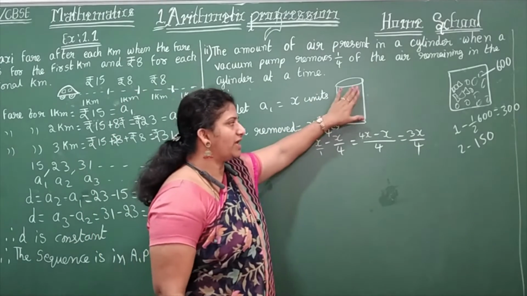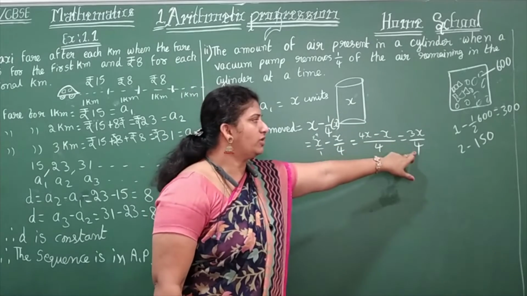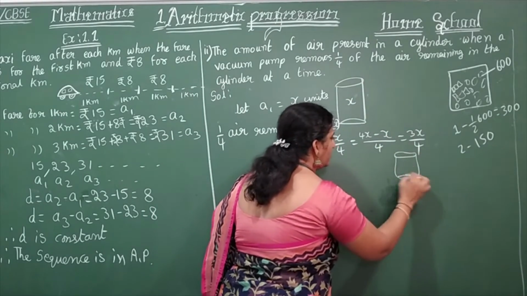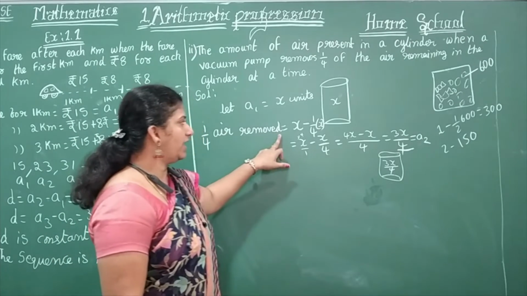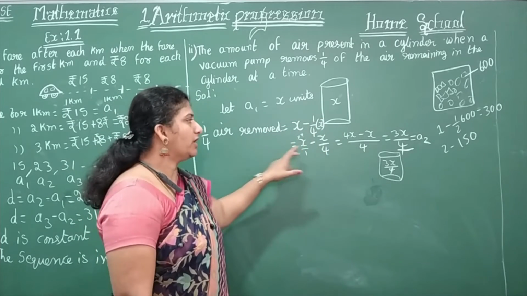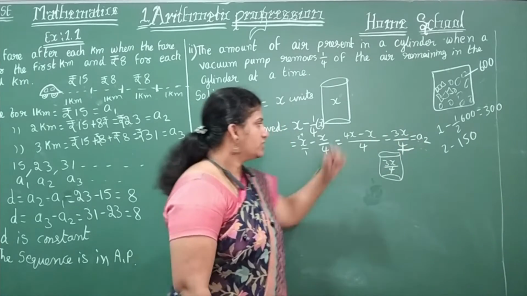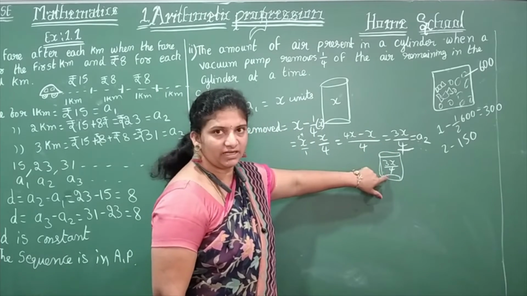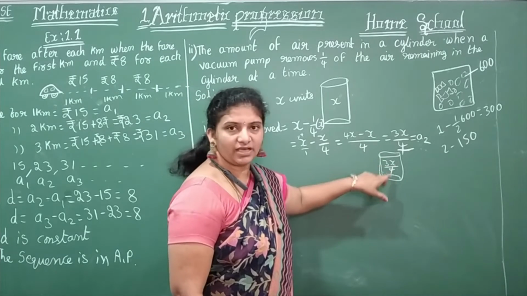So how much air is present now? It's not x. From x, 1/4 of x is removed. So the amount of air present is 3x by 4. If you want, you can imagine one more cylinder here. Now what is the amount present in it? 3x by 4. 1/4 of the air is removed from the given cylinder. From x, if you remove 1/4 of it, you get 3x by 4. Let us assume it as A2, the second term. Now I have drawn one more cylinder. After removing 1/4, the amount of air left is 3x by 4, right?